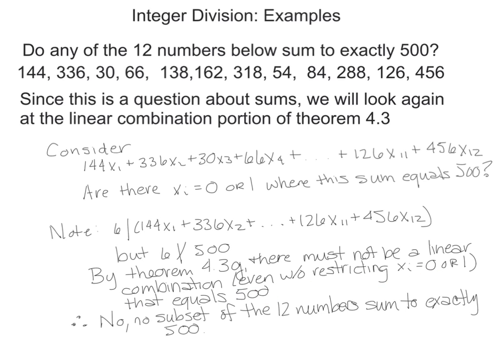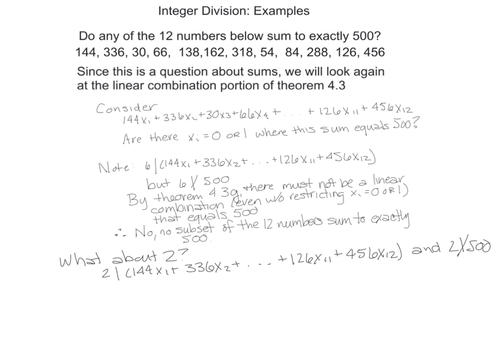And that's any linear combination, even without the restriction of x sub i equals 0, 1. But if there's no linear combination, then certainly there's no combination with just x sub i equals 0, 1. So no subset of these numbers will sum to exactly 500. When I do this problem, I often get the question, since I noted that 6 divided all of the 12 numbers but does not divide 500, well, what about 2? Because 2 divides all of the 12 numbers, and it also divides 500.